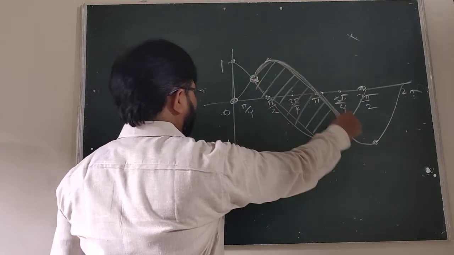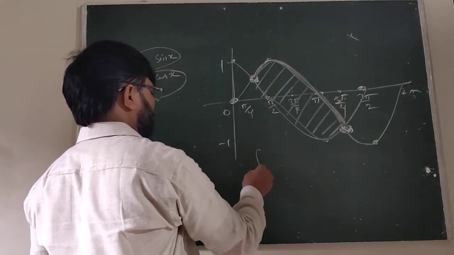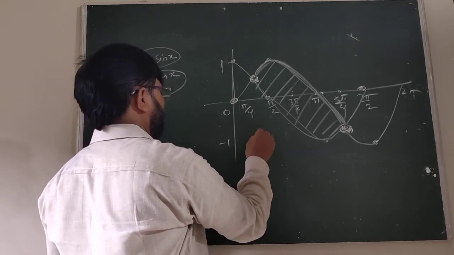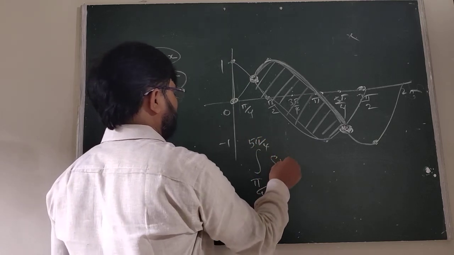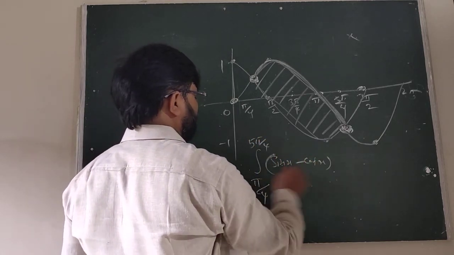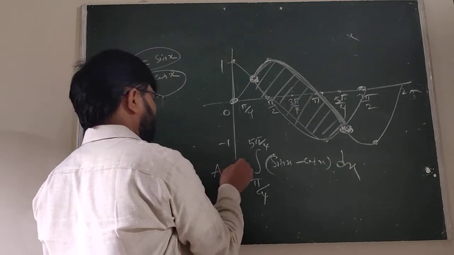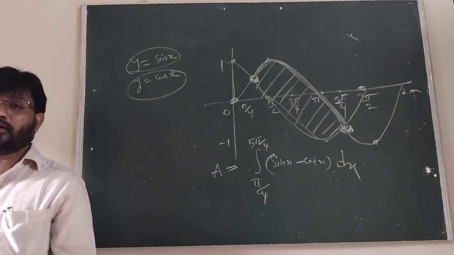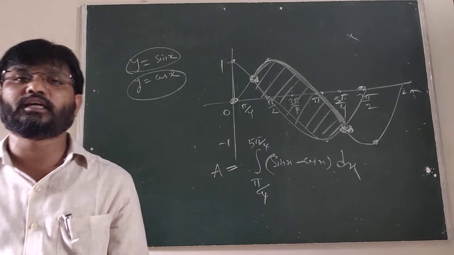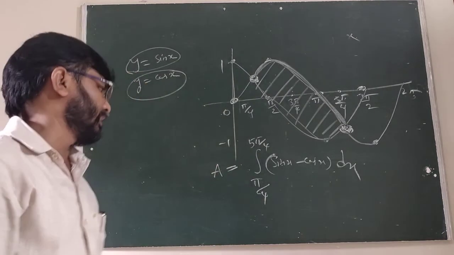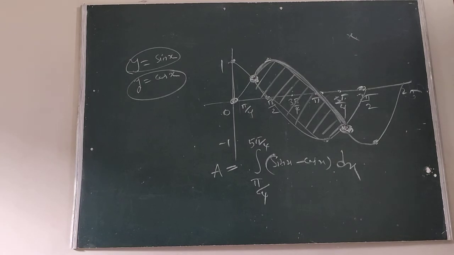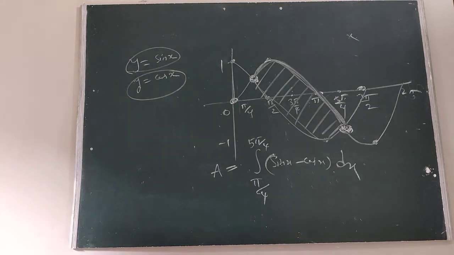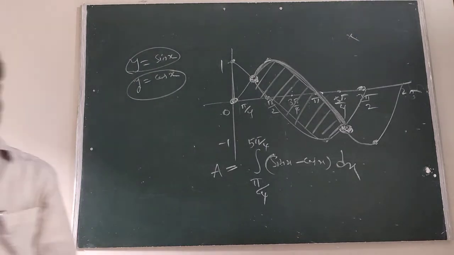We can write pi by 4 to 5 pi by 4, (sin x minus cos x) dx. This is the required area, the area between two consecutive points of intersection of the curves y equal to sin x and y equal to cos x. Okay students, you can complete this one. The answer we got is 2 root 2 square units.